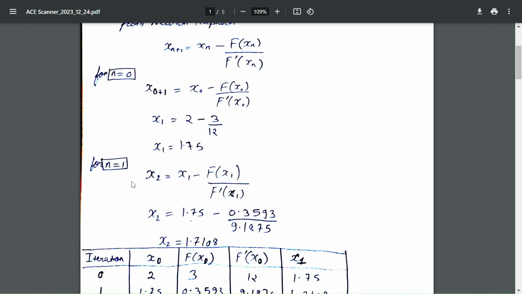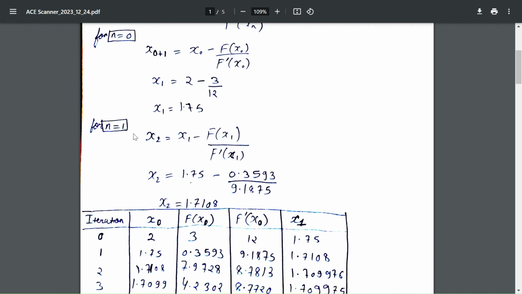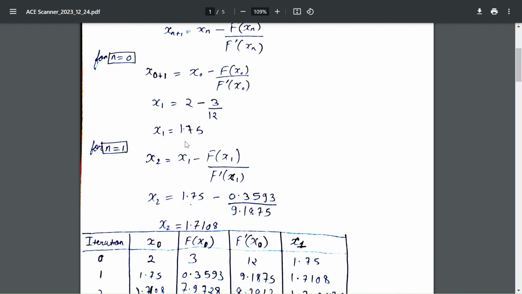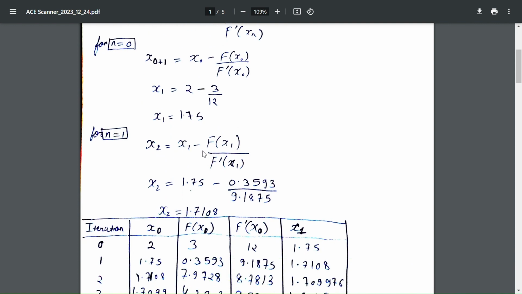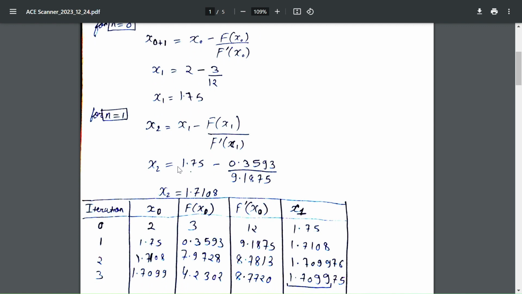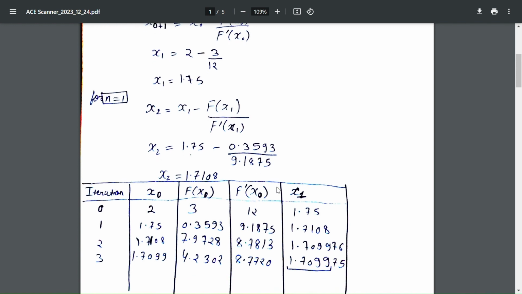For second iteration, we will put n equals to 1. Then we put n equals to 1 in this formula, and we get x2 equals to x1 minus f of x1 divided by f dash x1. On putting the values of x1, f of x1, f dash x1, we get x2 equals to 1.75 minus 0.3593 divided by 9.1875, which on solving we get x2 equals to 1.710.